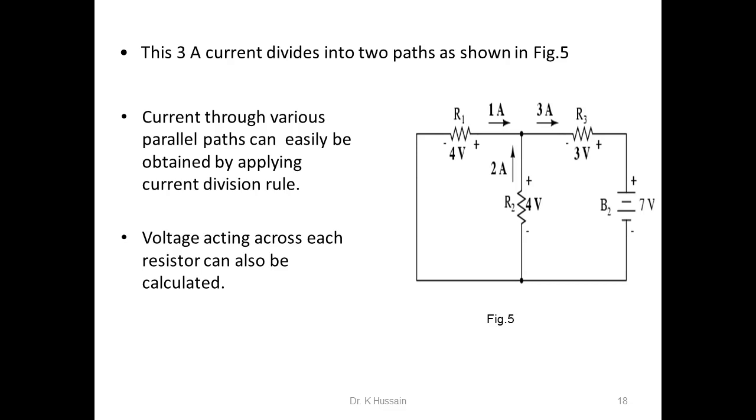If you want to find the current, at that time you compulsorily have to use the current division principle. For example, we already know the total current here, we got 3, right? So this is the total current. If you want to find out this current, it is the total current times the opposite resistance divided by the total resistance. In this way you have to find out. Okay, so that is the general principle.